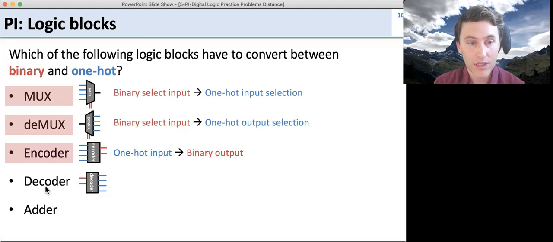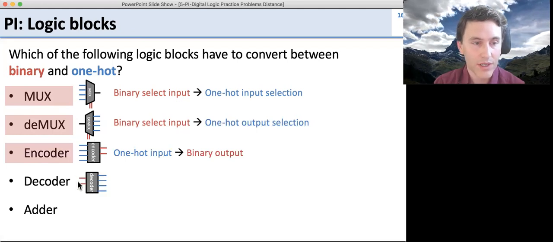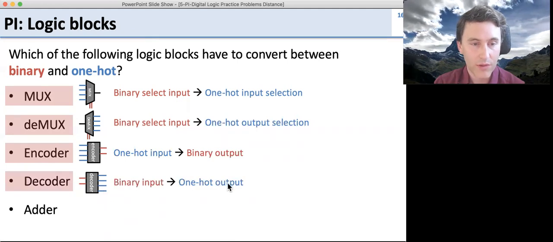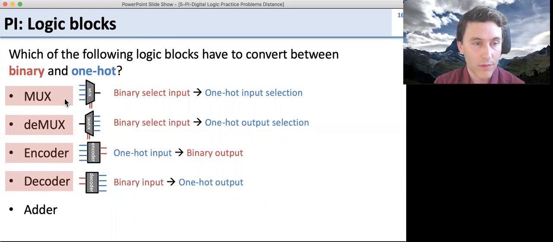And a decoder, well, it does the opposite. It takes in a binary signal and converts it to a one-hot signal. So this is certainly going to take a binary input and convert it to a one-hot output. So all of these here are certainly doing conversions between binary and one-hot.